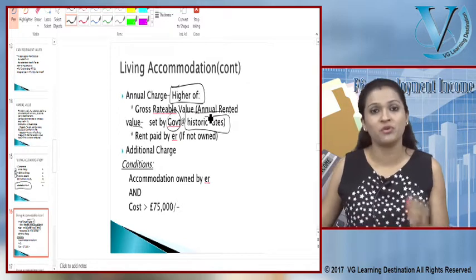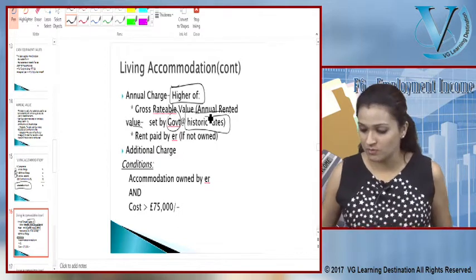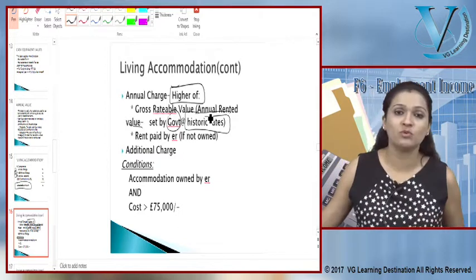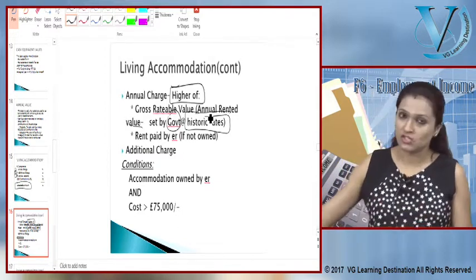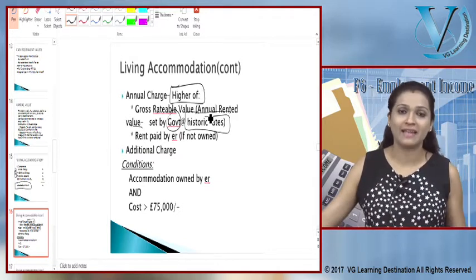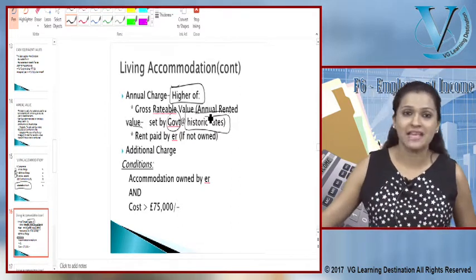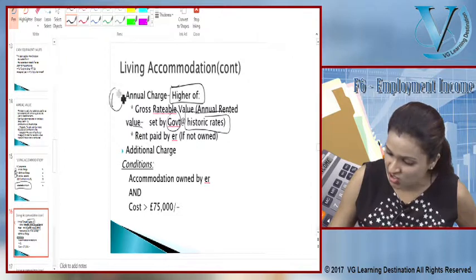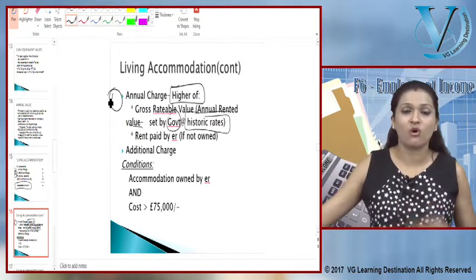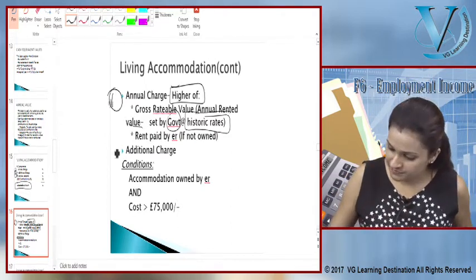So what you're going to take? You're going to take the higher of the 2 charges, the gross rateable value, which is the annual rented value set by the government at the historic rates, or if the rent paid by the employer is more than that, then definitely you're going to take the higher of the 2 values as the annual charge, which is the first charge to your living accommodation expense. Thereafter, you're also going to charge another charge which is known as an additional charge.